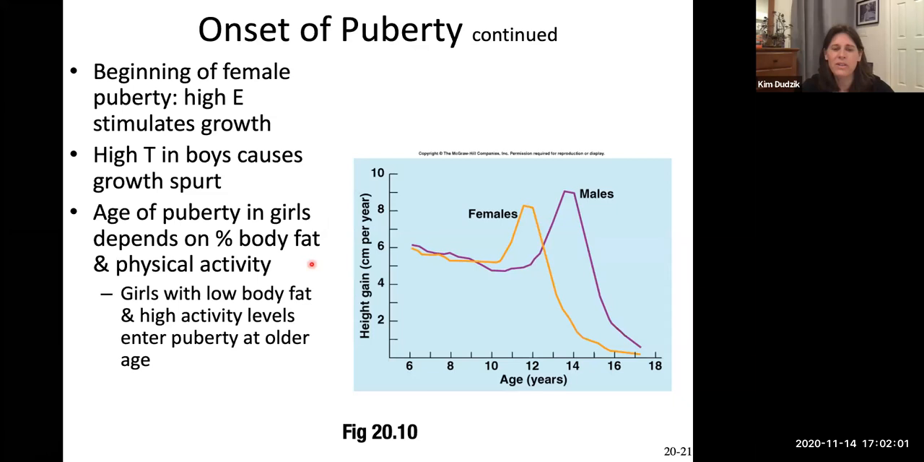The age of puberty in girls, though, seems to be tied a lot to the percentage of body fat and physical activity. So many times girls with low body fat, and usually that's maybe they're very athletic, may actually hit puberty a little bit later. They won't have their first period until a little bit later, maybe 13, 14, 15 years old even sometimes.